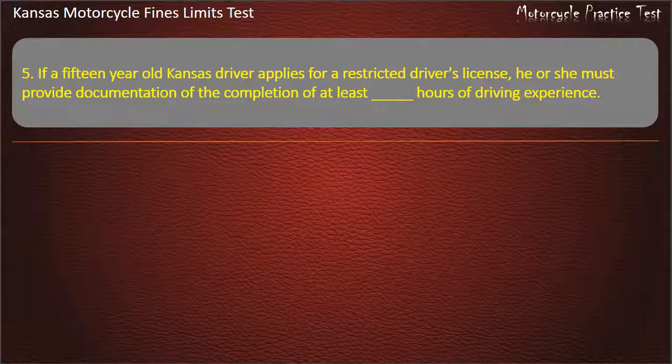Question 5. If a 15-year-old Kansas driver applies for a restricted driver's license, he or she must provide documentation of the completion of at least hours of driving experience. 10, 50, 25, 60. Answer: 25.